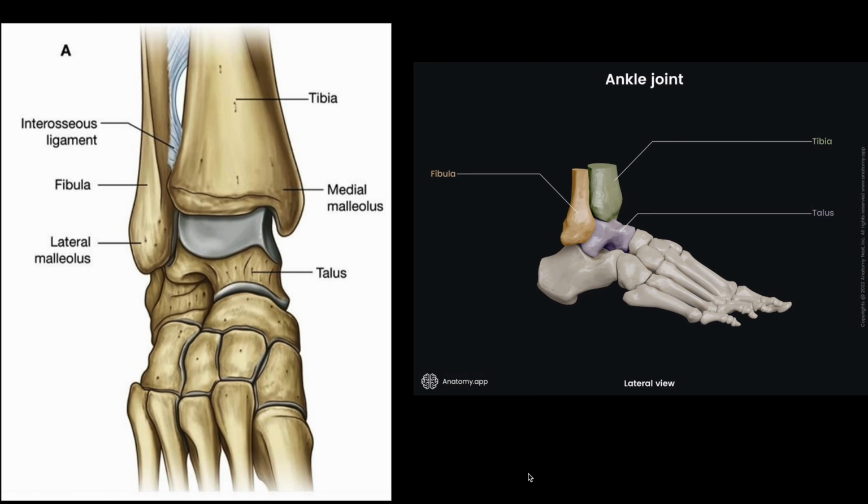Okay, so today I'm going to be talking about the basic biomechanics and anatomy of the ankle joint. So let's start by explaining the ankle joint, the bones that are involved, and some of the basic motions.